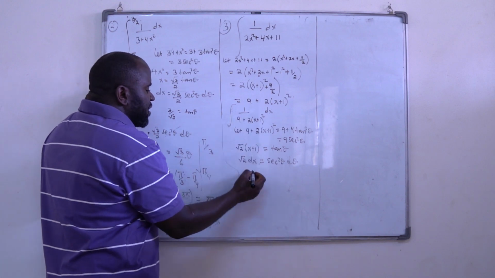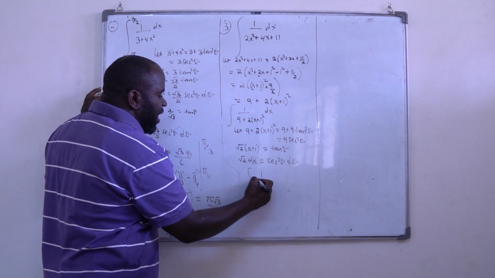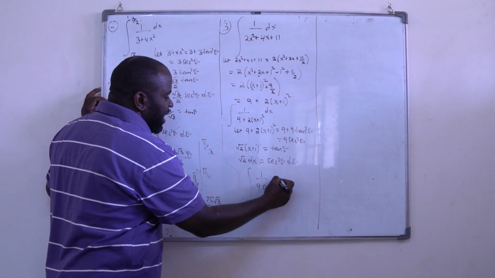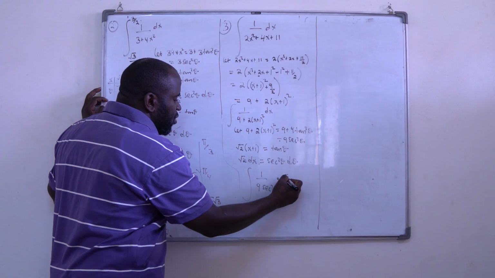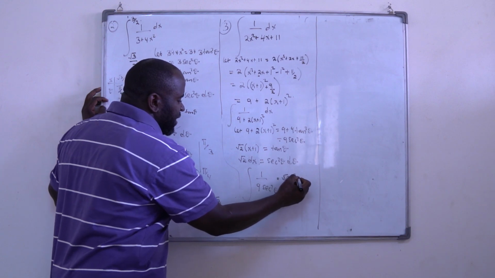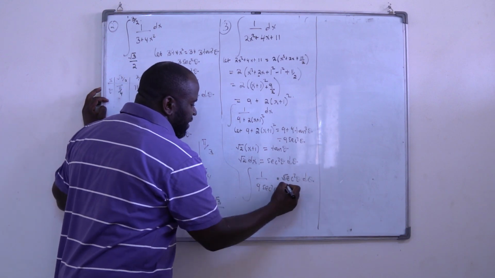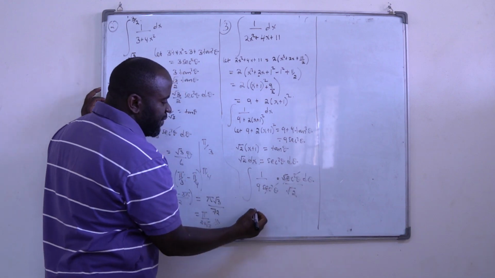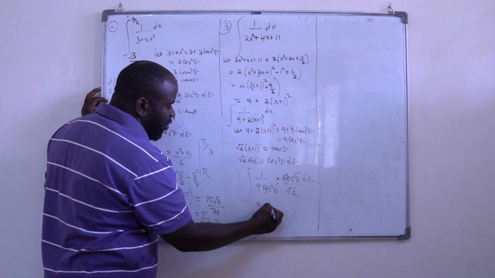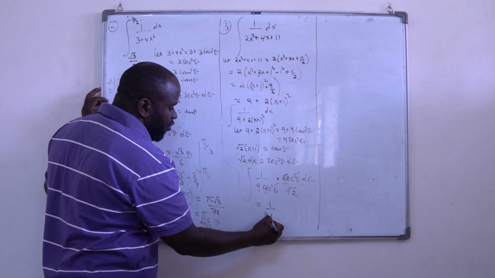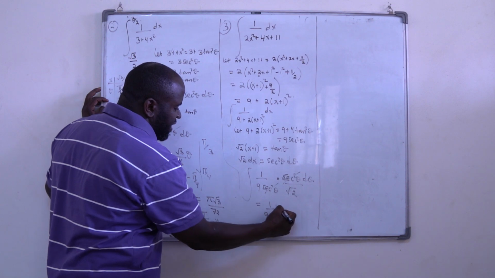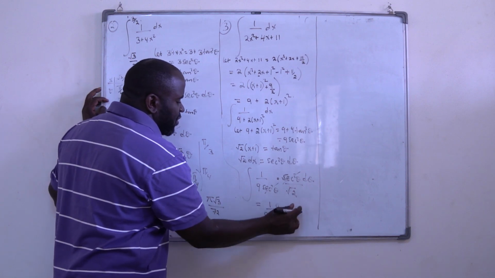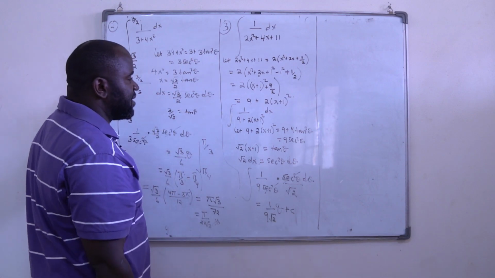So when I substitute, I'll have integral of 1 over 9 sec squared of theta times root of 2 times sec squared of theta d theta divided by root of 2. I can lose the sec squared, then I'll have the answer as 1 over 9 root of 2 of theta plus a constant. Now this was not a definite integral, so it doesn't have limits.